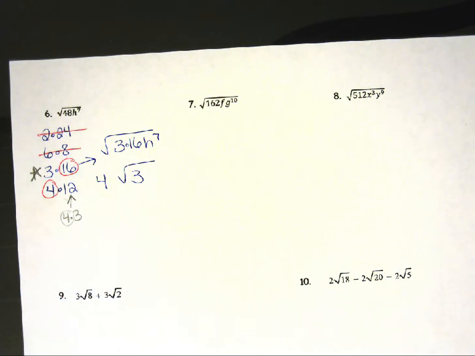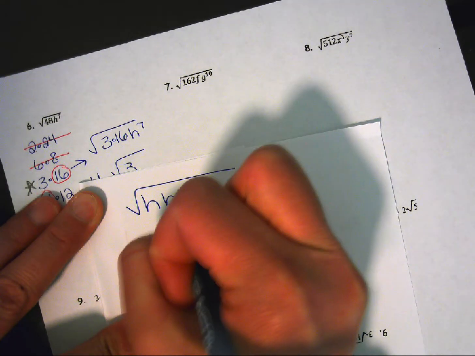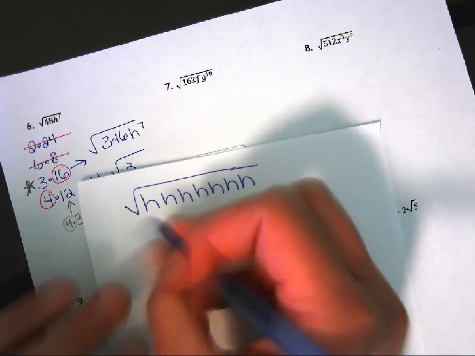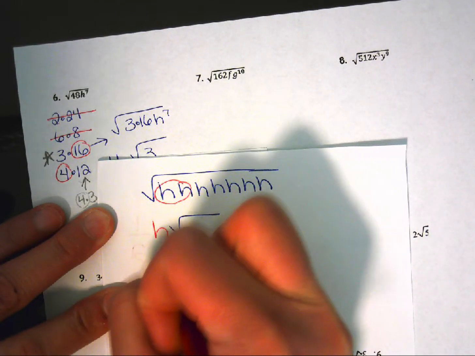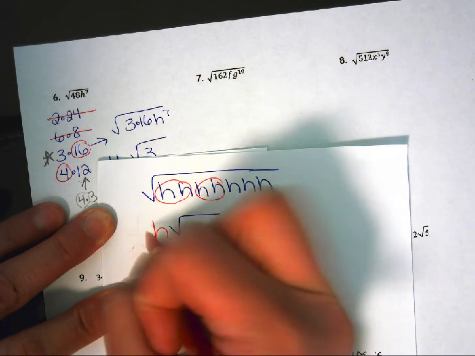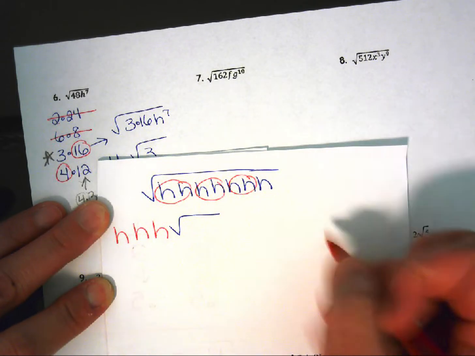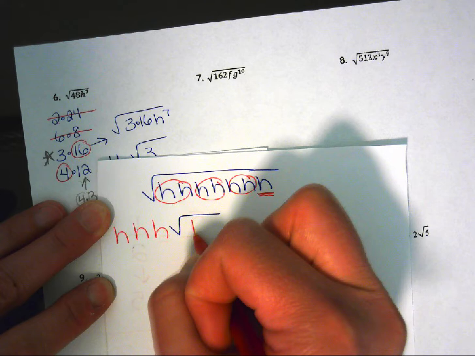Now think about your h's. If you think about your h's here, you have 7 of them. There's 7. So ask yourself, how many pairs do you have? So you've got 1 comes out, another one comes out, and another one comes out. And then do you see how this guy is left over? It does not have a pair. So that one stays under.